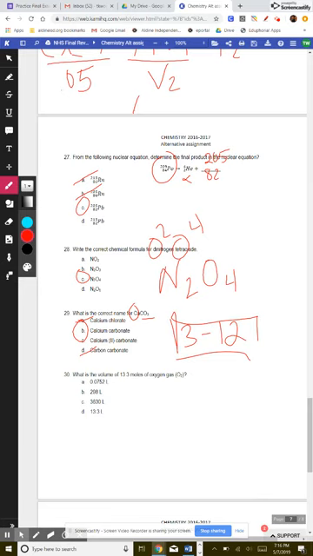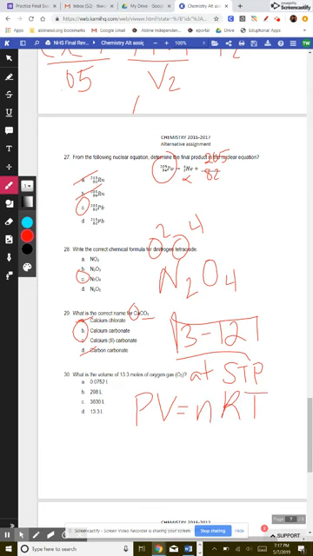Number 30 says, what is the volume of 13.3 moles of oxygen gas? This one's a little tough because we can actually use the ideal gas law to answer this question. So this question should say at STP, because that's what we're going to assume. So the ideal gas law is PV equals nRT.